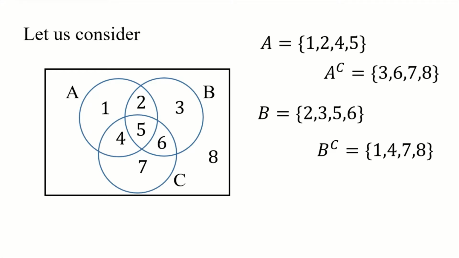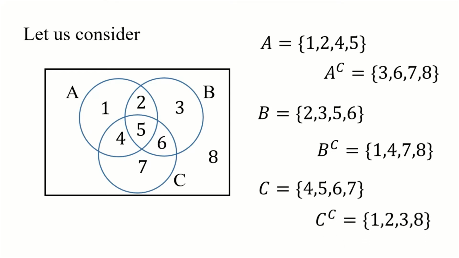Let's take a look at the third set, which is 4, 5, 6, 7, and we call that set C. Now, what about its complement? Its complement is 1, 2, 3, and 8. So we need this template to proceed and provide a correct solution to the problem at hand.